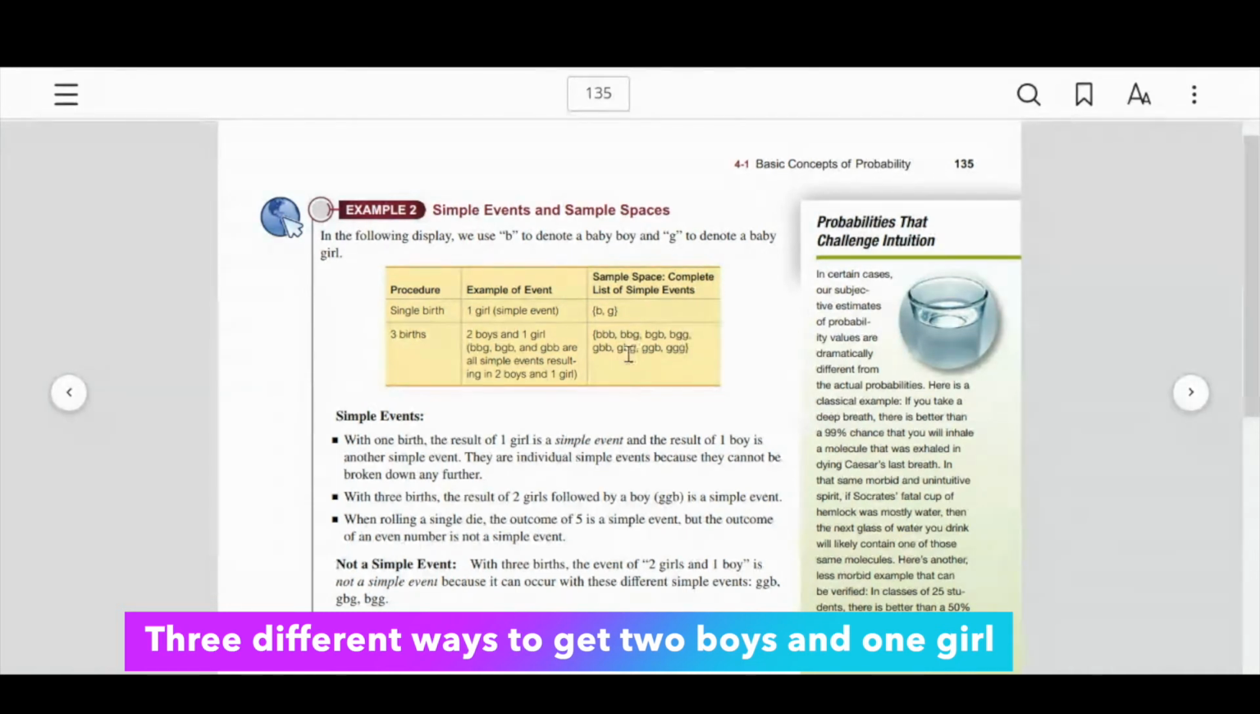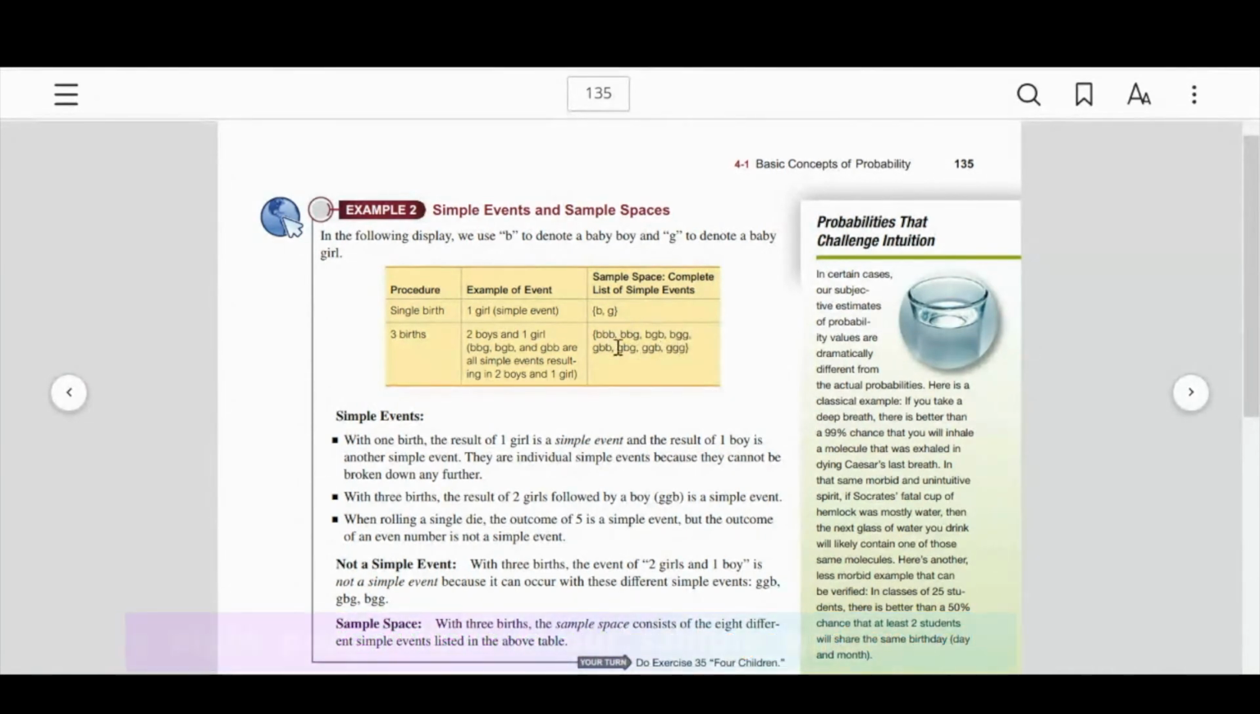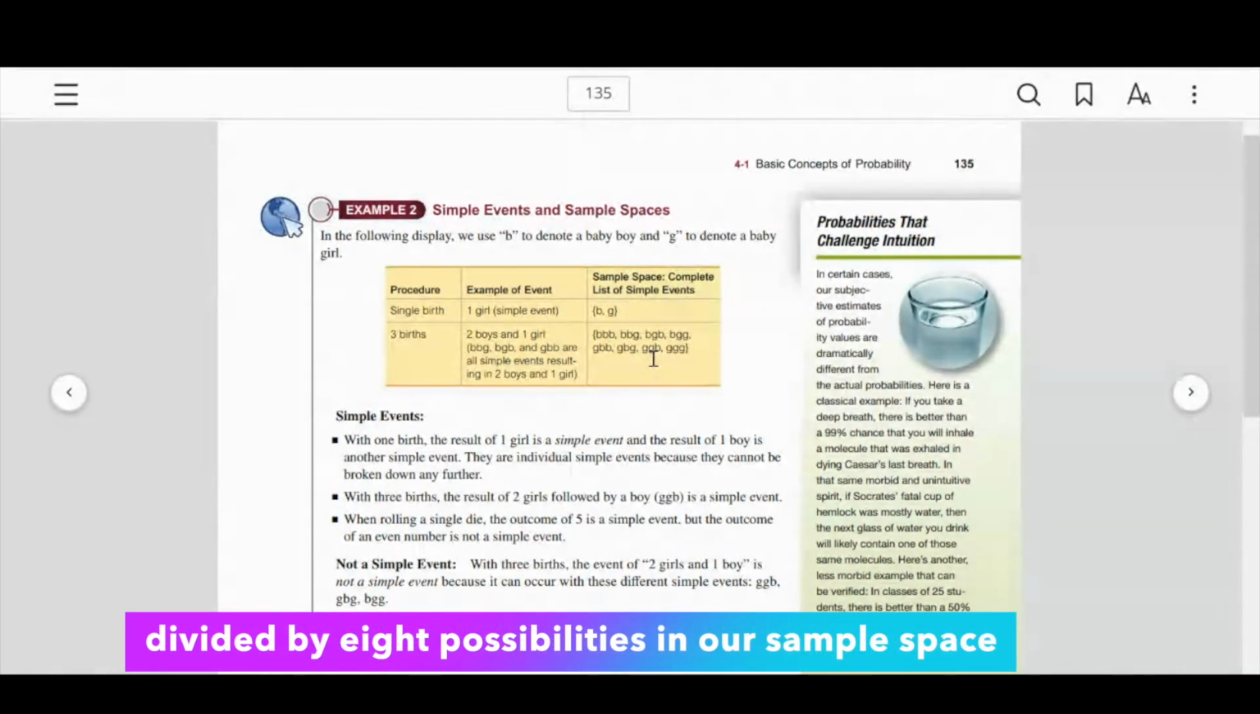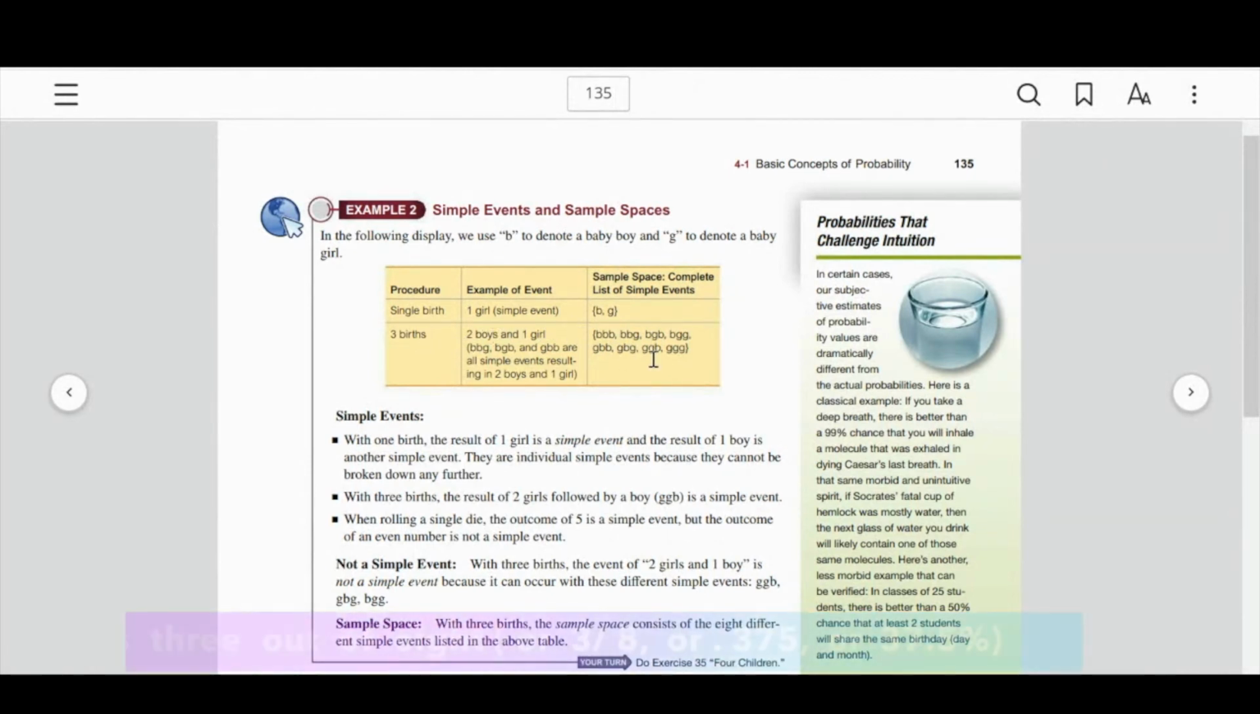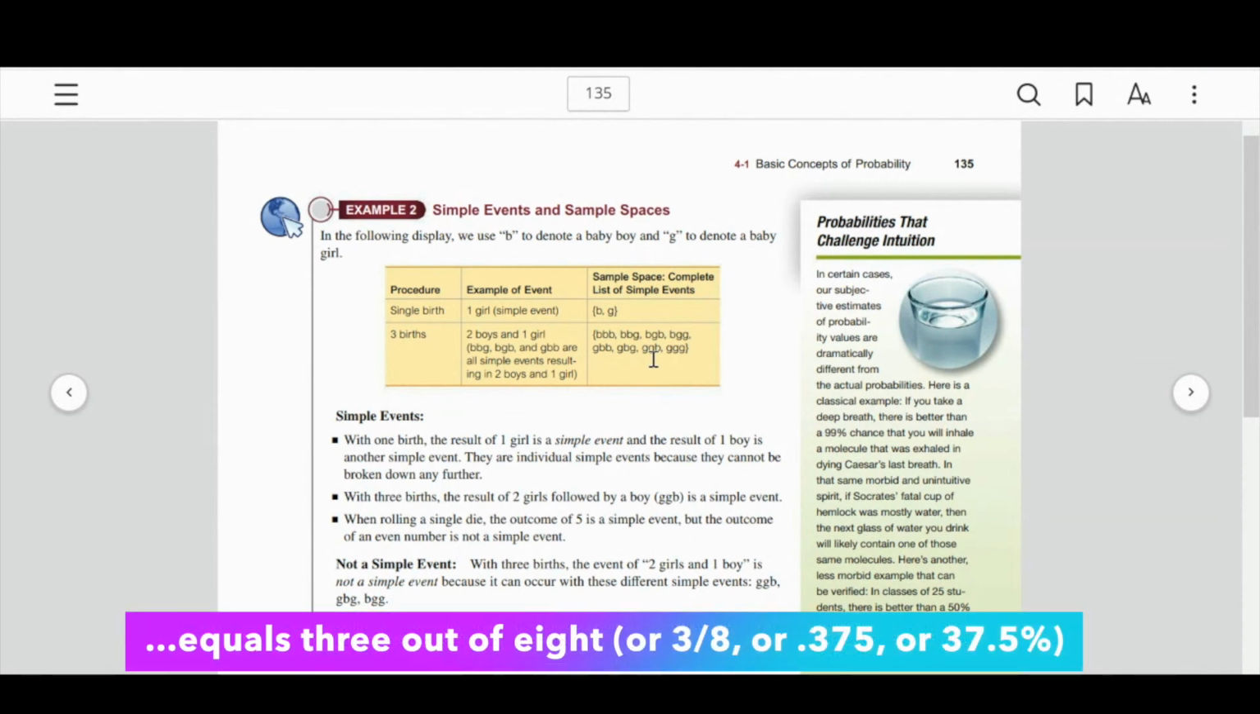And how many ways could anything happen? 8. So our theoretical probability model tells us, our classical probability model tells us the likelihood, the probability of having 2 boys and 1 girl is 3 out of 8. And that's how you do it.